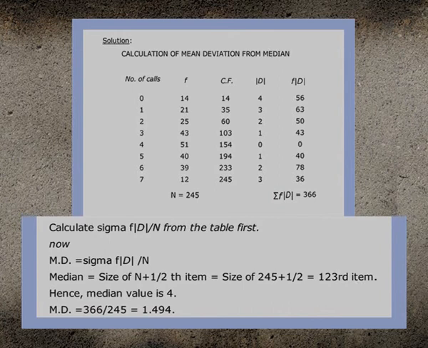So median is the size of (N plus 1) by 2th item, that is the size of (245 plus 1) by 2, that is equal to 123rd item. Hence median value is 4. Now the mean deviation is calculated as 366 divided by 245, which is giving us 1.494.